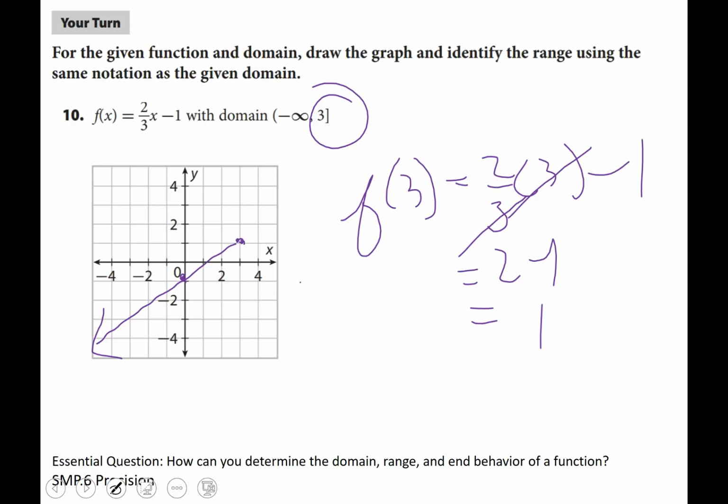So my range is going to be my smallest y value is going to be negative infinity. And my biggest y value is going to be this y value right here, which is a 1. And that's going to be closed.